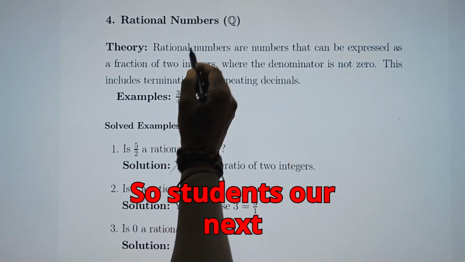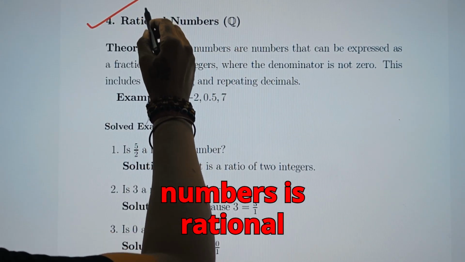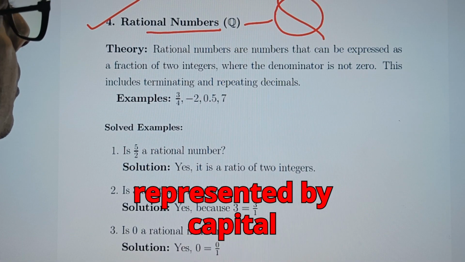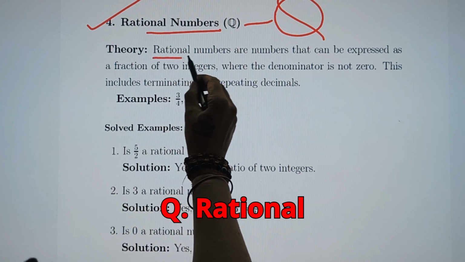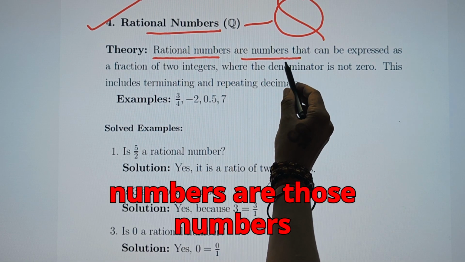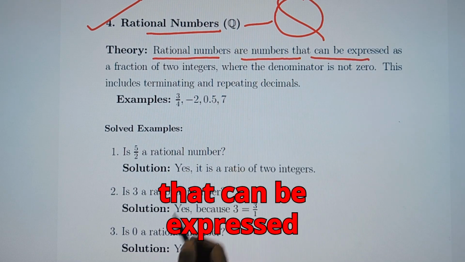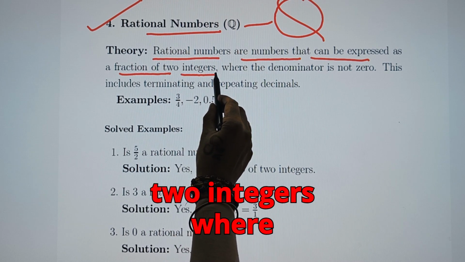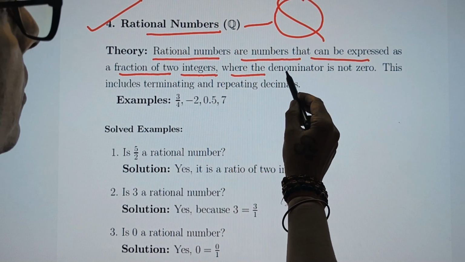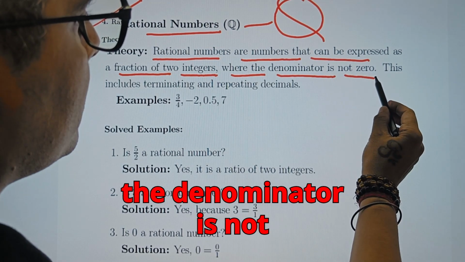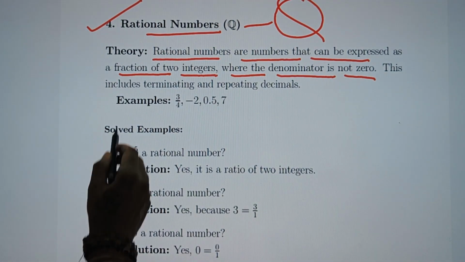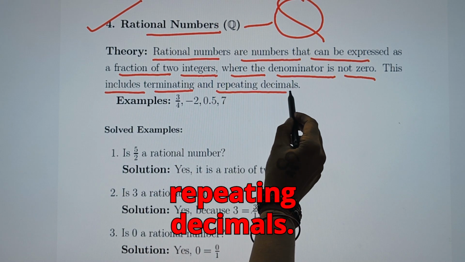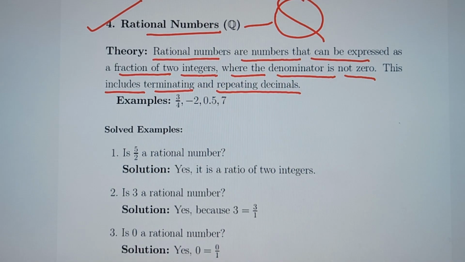So students, our next type of numbers is rational numbers, which is represented by capital Q. Rational numbers are those numbers that can be expressed as a fraction of two integers where the denominator is not 0. This includes terminating and repeating decimals.